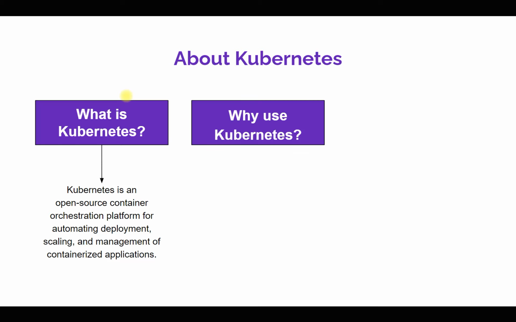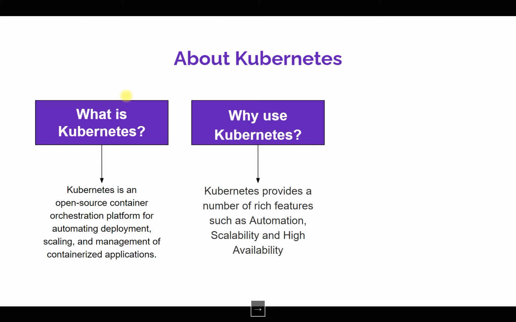You can use it. Next thing, why do we need Kubernetes? Kubernetes provides a number of rich features, and that's why we are using it. These features are automation, scalability, and high availability. When we are talking about automation, it automates many of the tasks involved in managing containerized applications like deployment, scaling, or load balancing. If we talk about scalability, Kubernetes can scale your application up or down automatically based on your application demand or requirement. This can help you to improve the performance and availability of your application.